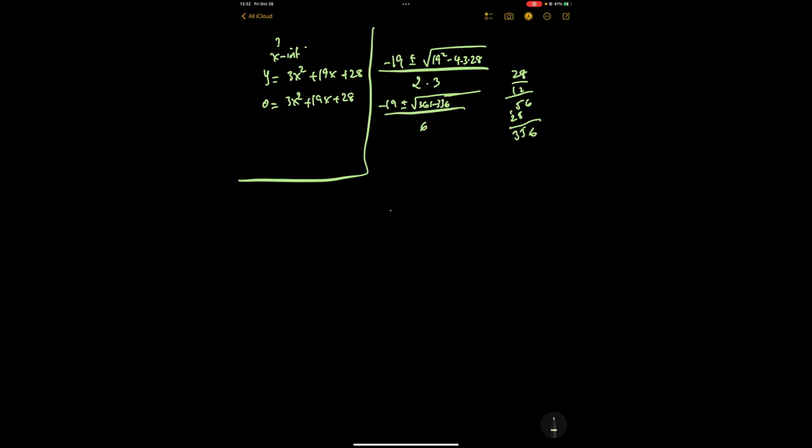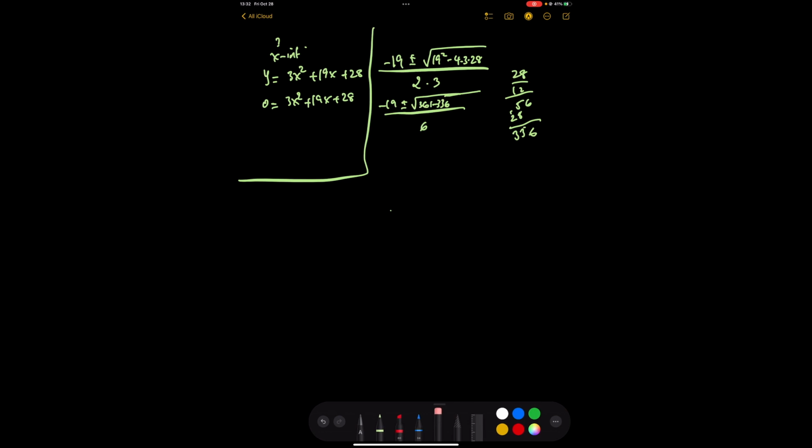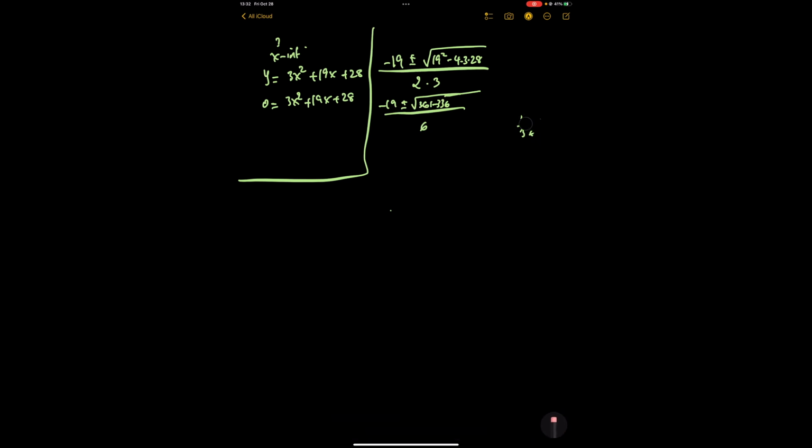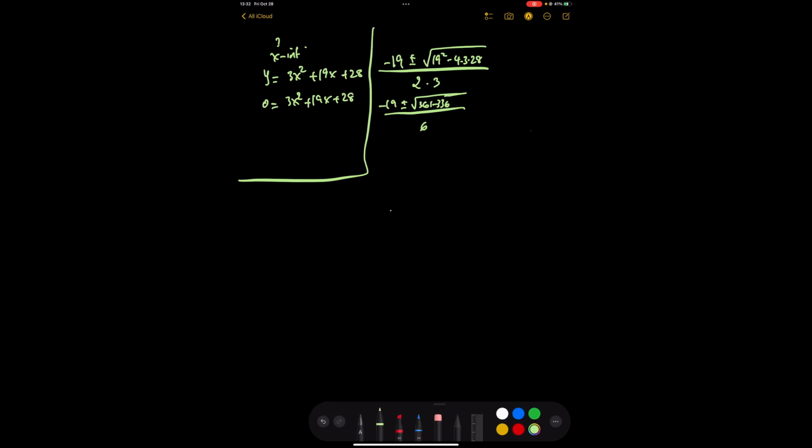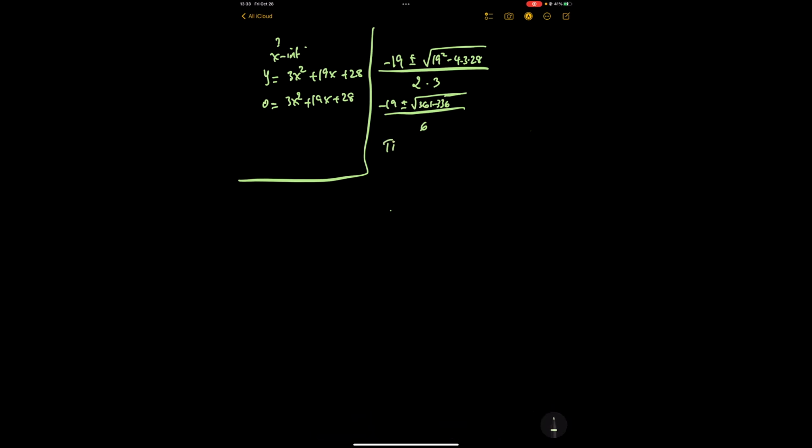And so we know that this function here has two answers. So this equation has two x-intercepts.